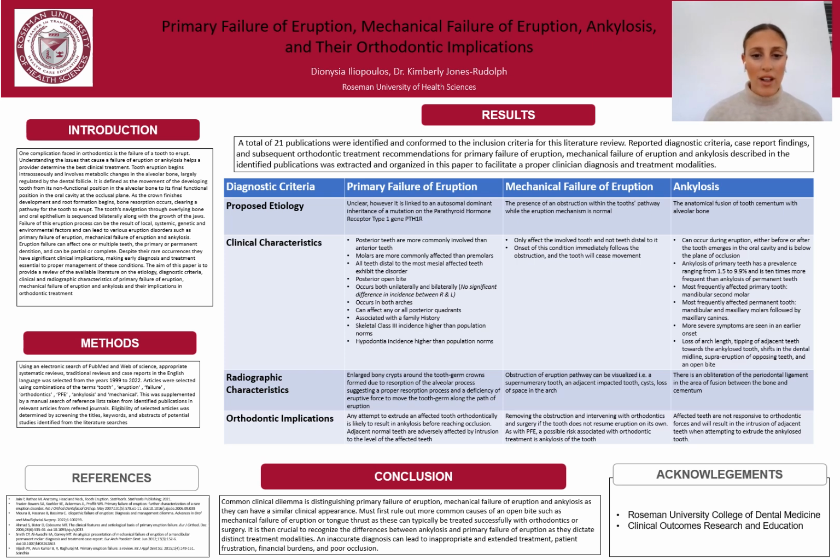As the crown finishes development and root formation begins, bone resorption occurs, clearing a pathway for a tooth to erupt. The tooth's navigation through overlying bone and oral epithelium is sequenced bilaterally, along with the growth of the jaws. Failure of this eruption process can be the result of local, systemic, genetic, and environmental factors, and can lead to various eruption disorders such as primary failure of eruption, mechanical failure of eruption, and ankylosis. Eruption failure can affect one or multiple teeth, the primary or permanent dentition, and can be partial or complete.